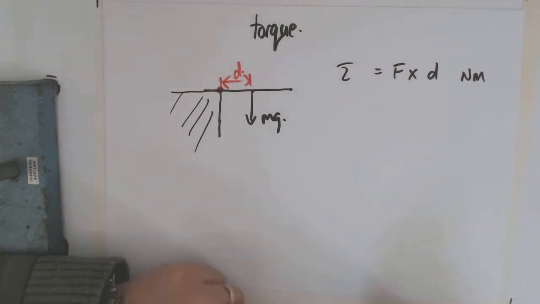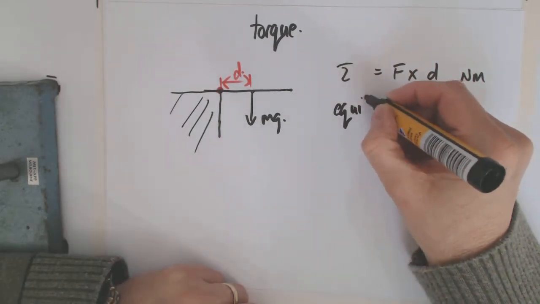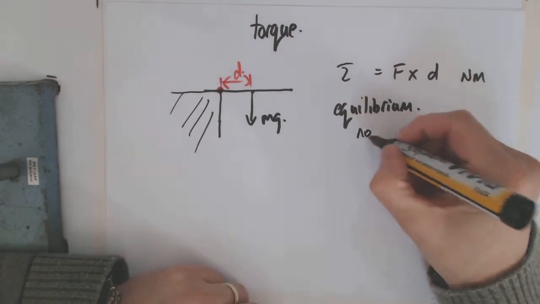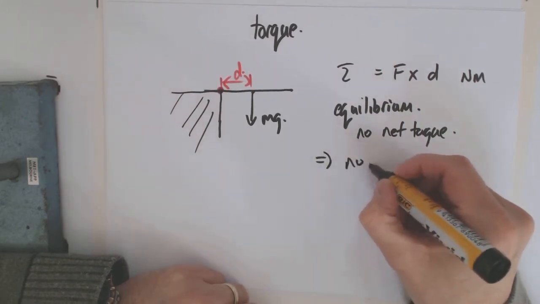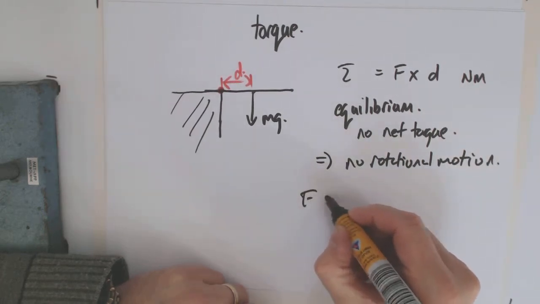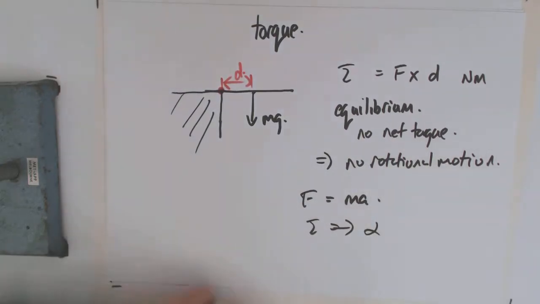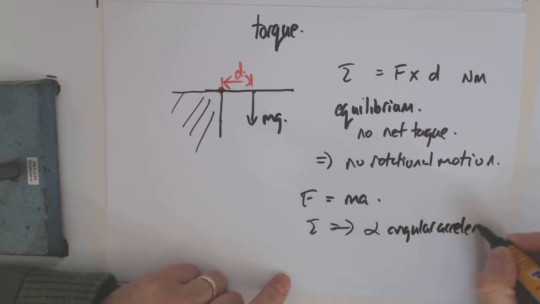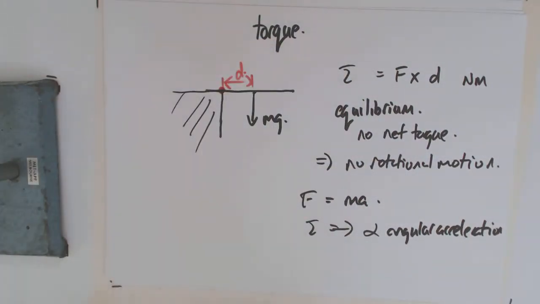Now the thing about a torque is that, like forces, you can have an equilibrium of torques. So equilibrium of torques, if there's no net torque, then there's going to be no rotational motion. Just like a force produces an acceleration, a torque produces an angular acceleration. I'll call it alpha, an angular acceleration. And of course that's the whole object rotating, right? And that's what would happen in this case.